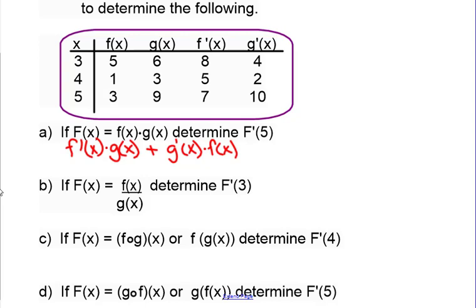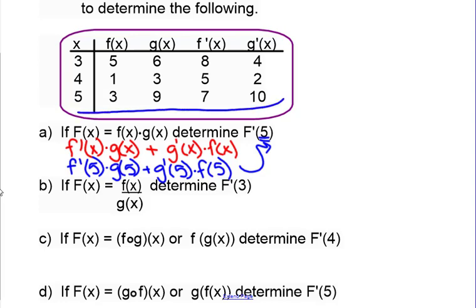So now that we've got our derivatives, we can use those values at 5. So we are going to have f prime of 5 times g of 5 plus g prime of 5 times f of 5. Well, if we use our table of values, our f prime of 5, so all of these values are at 5. That means we're using only that row. So f prime of 5 is 7. So our f prime of 5 can be replaced with 7.